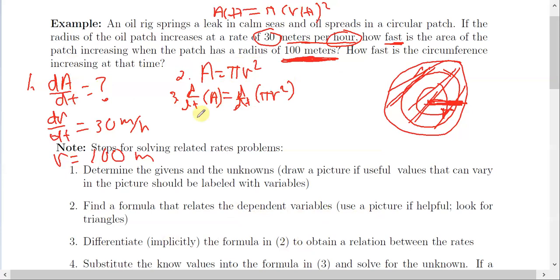And on this side, I take the derivative with respect to the variable I see, which is A. The derivative of A with respect to A is 1, so I just get dA/dt. There's really no reason to go through the chain rule on that one. You just get dA/dt.